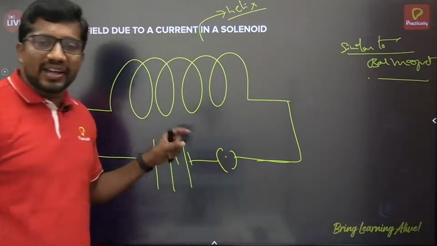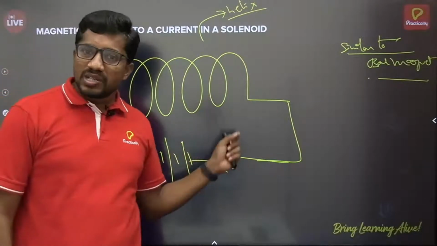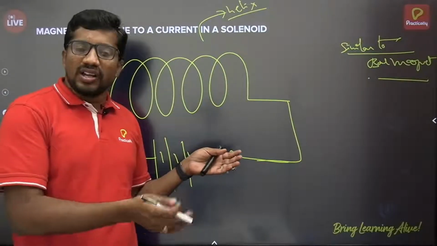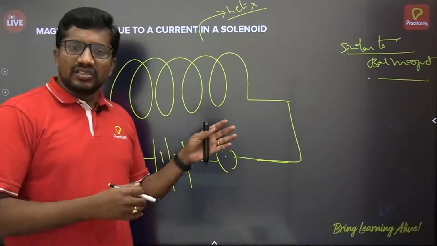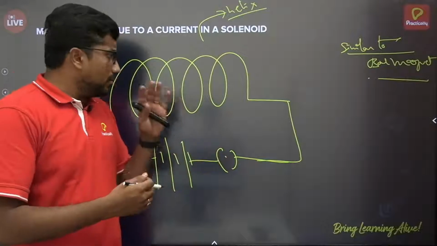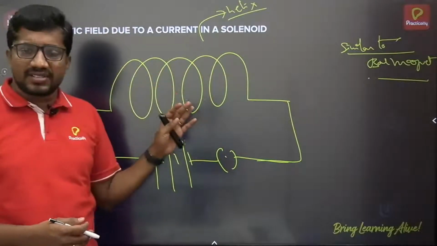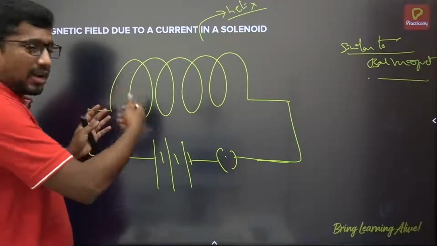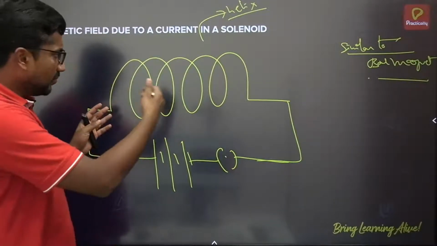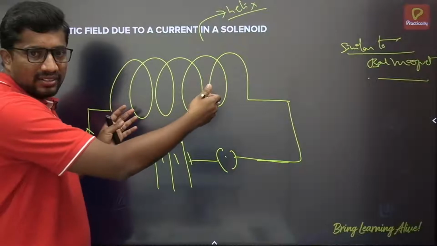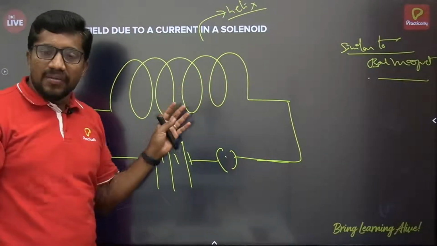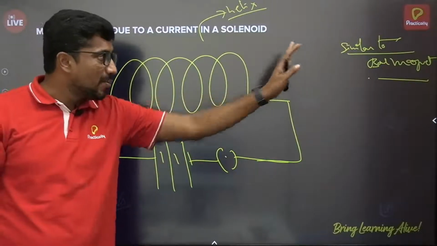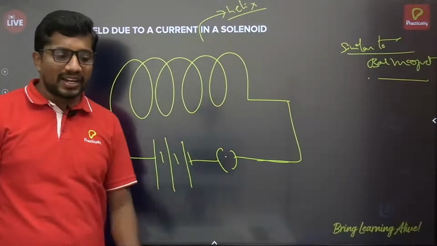Okay, for a bar magnet, magnetic field lines are continuous closed loops, and they emerge from the north pole and merge at the south pole. So that is the magnetic field representation of a bar magnet that we have seen. Here is a solenoid, which consists of some number of turns wrapped in a spiral manner. That's what we are calling a solenoid. The magnetic field developed by the solenoid is just similar to the magnetic field developed by a bar magnet.